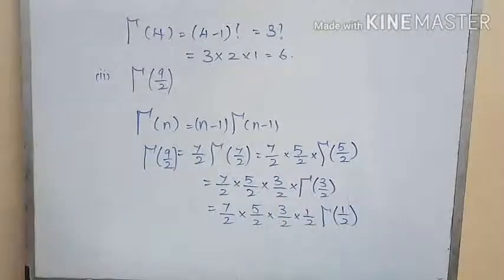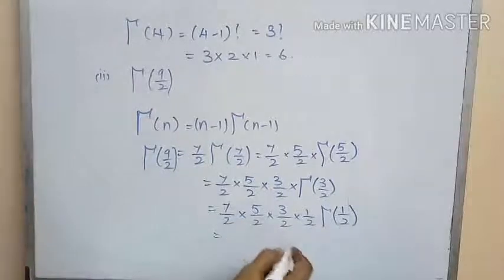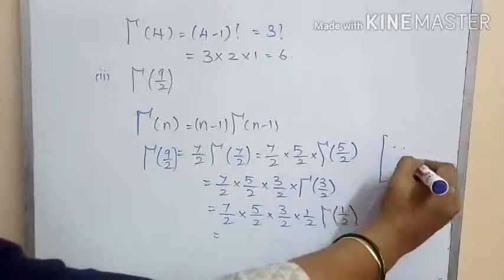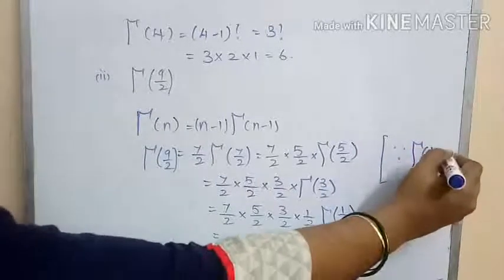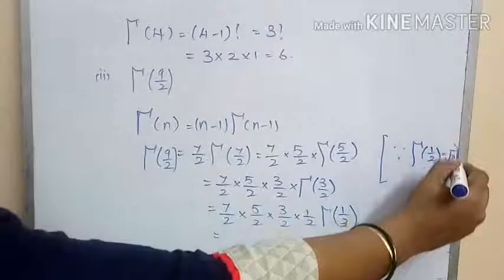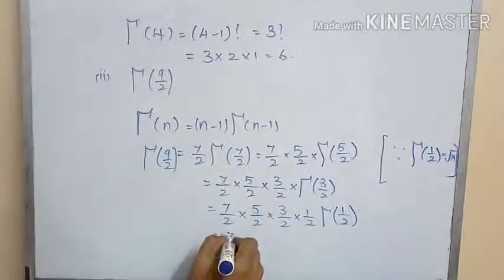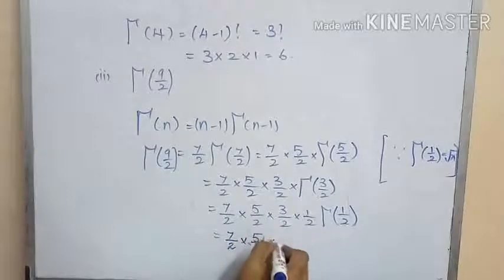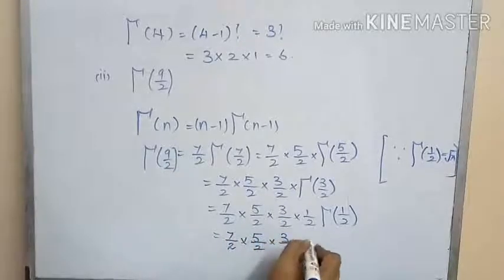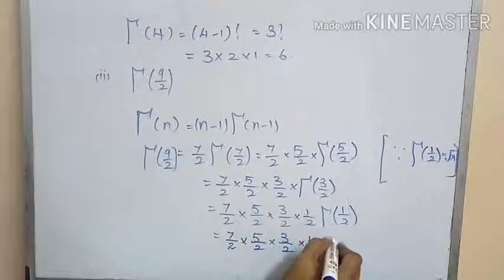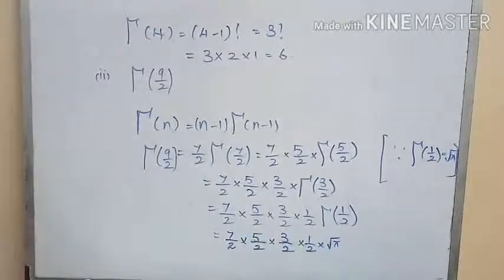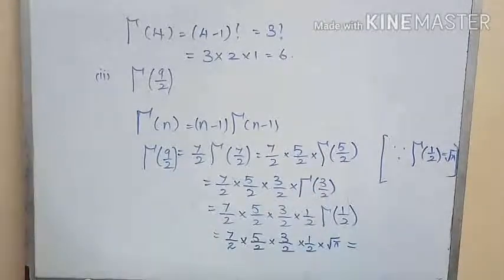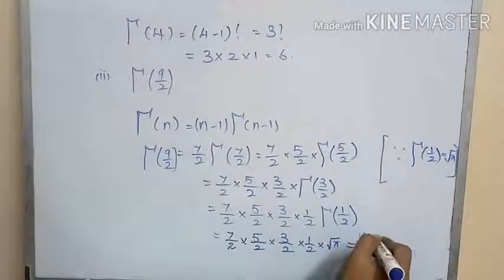We know that gamma of 1 by 2 is equal to root pi. So we get the answer as 7 by 2 into 5 by 2 into 3 by 2 into 1 by 2 into root pi, which is equal to 105 by 16 root pi.